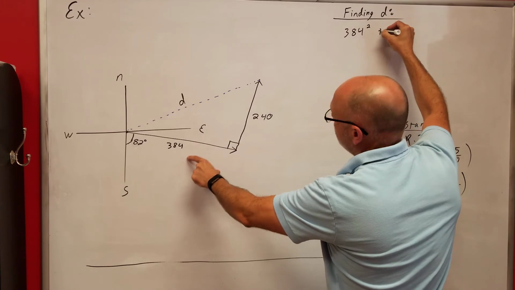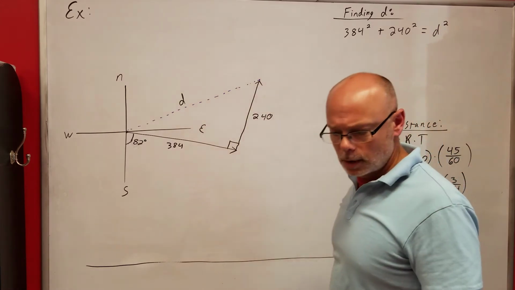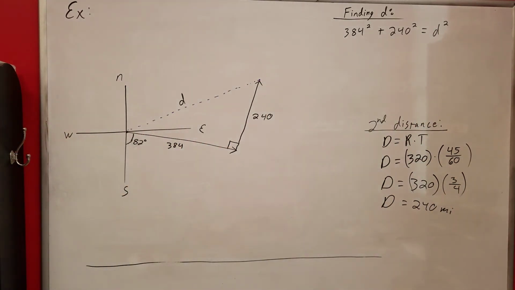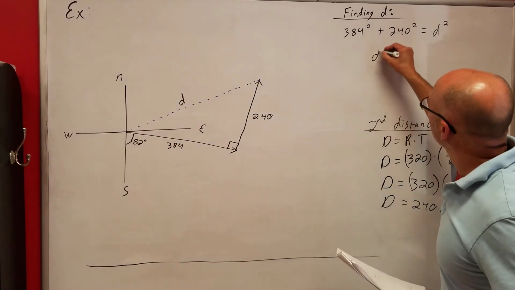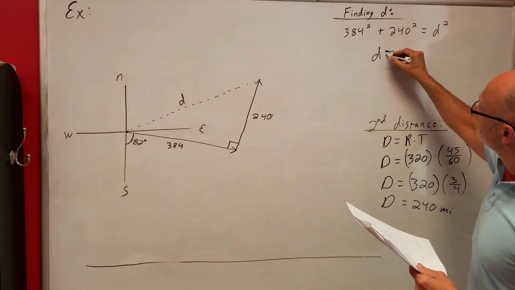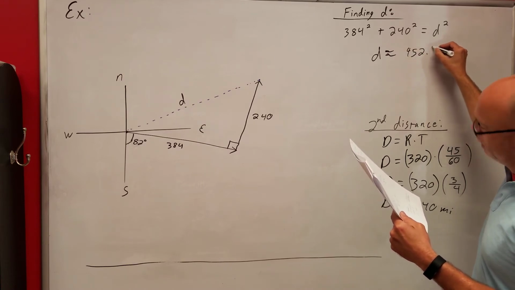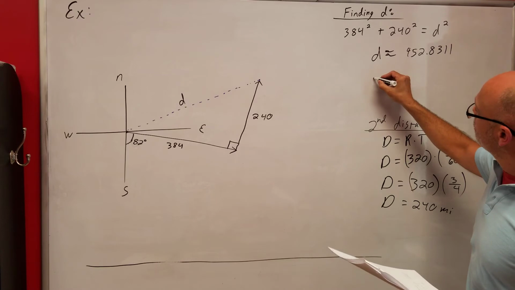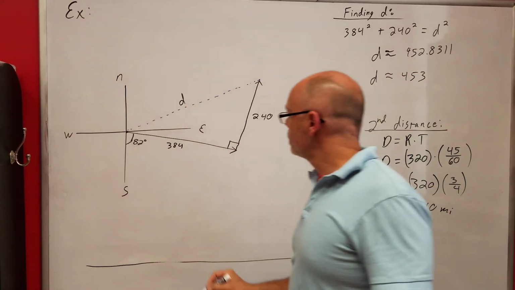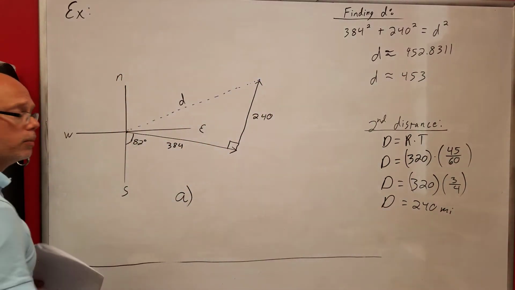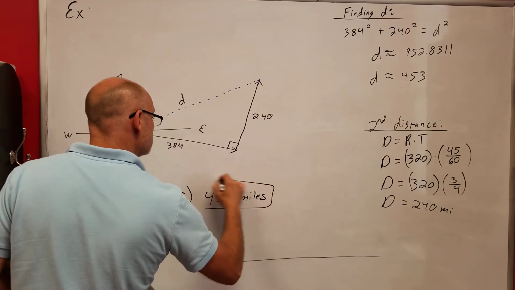384 squared plus 240 squared is equal to d squared, right? And if I solve all this and it tells me to round to the nearest mile, d is approximately equal to, let's see what I get. I got 452.8311. So if I round to the nearest mile, I get 453. So to answer the question on part A, how far from the airport, I'm going to say 453 miles.